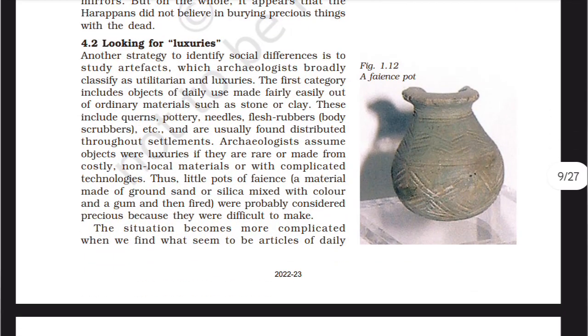Now, looking for luxuries, archaeologists identify two different categories of things. First is luxuries, and the second is utilitarian. The luxuries are rare materials, which are not for daily use, and the utilitarian are daily use things, like clay, needles, flesh rubbers, etc.